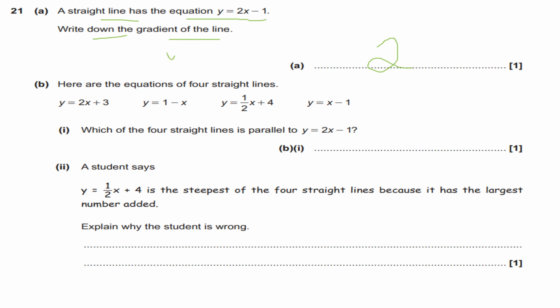So the gradient, remember, is always in the form y is equal to mx plus c for a straight line. And m is your gradient, guys, and c is your y-intercept. So c is where it crosses on the y-axis. So remember that for your exam, guys. So y-intercept.